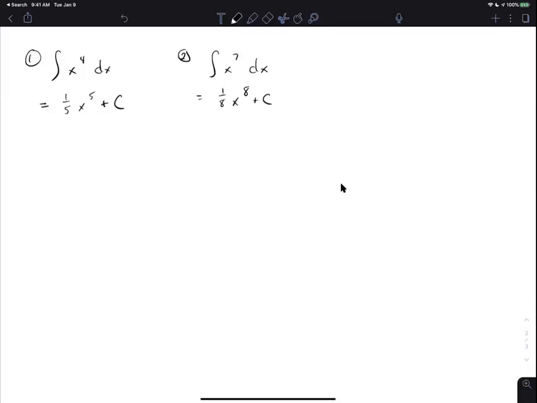Okay, that leads to this rule that the integral of x to the n dx is equal to 1 over what, based on what we're doing there? N plus 1. Good, 1 over n plus 1, x to the n plus 1 plus c. Does that make sense to everybody?